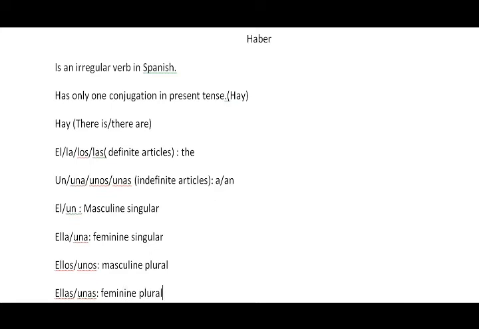Now you must be wondering, ma'am, if both of them are the same, then what is the difference? Well, if you want to say the boy, you say el chico. If you want to say a boy, you say un chico. Like in English, the is the definite article. Similarly, we have el. And as in English, a is an indefinite article. Similarly, in Spanish, we have un.